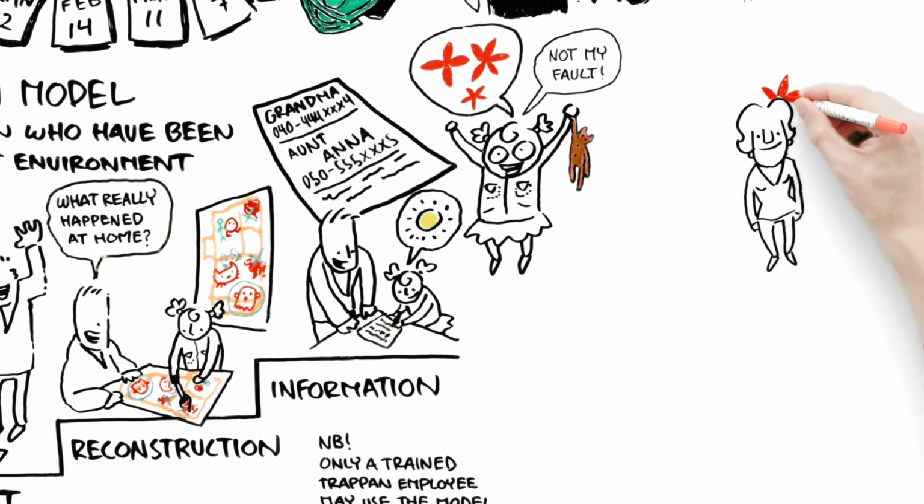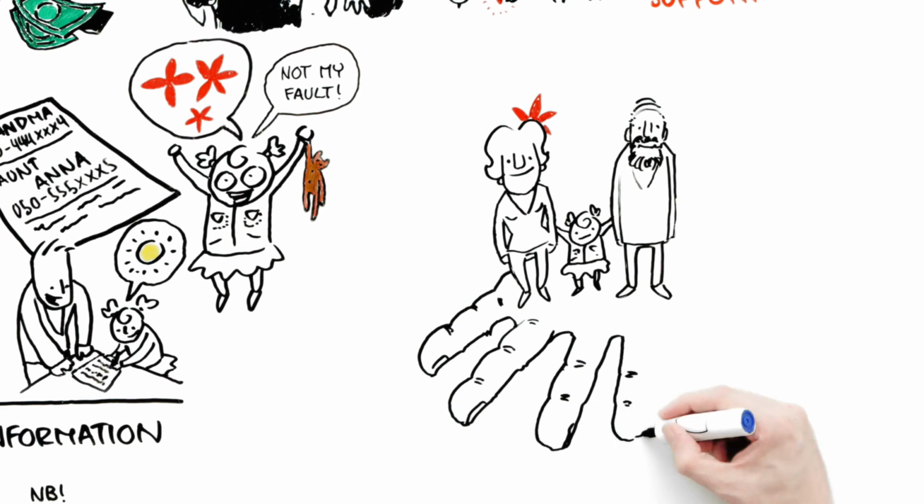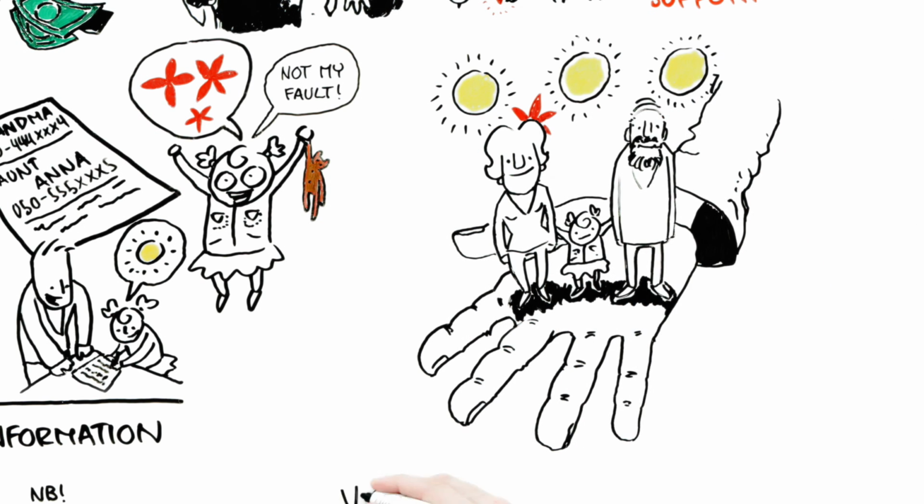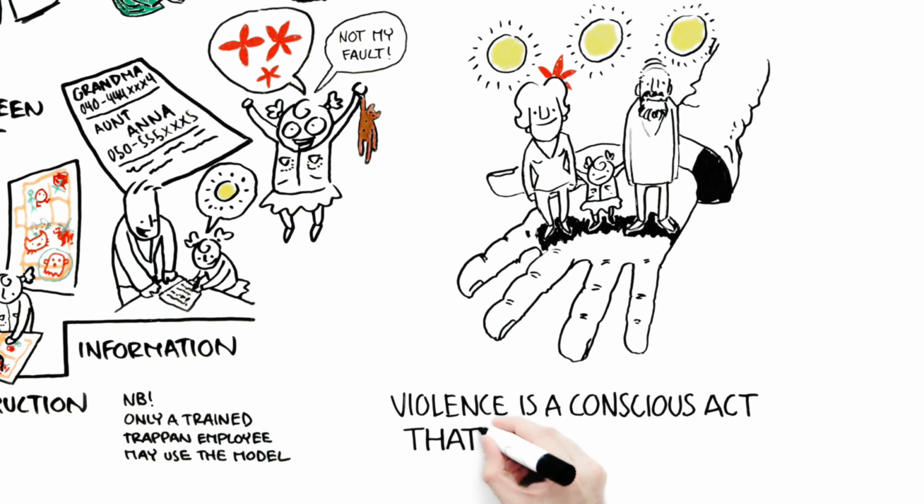When someone in a family is violent, every family member needs help. Everyone can escape violence. Violence is a conscious act that can be prevented.